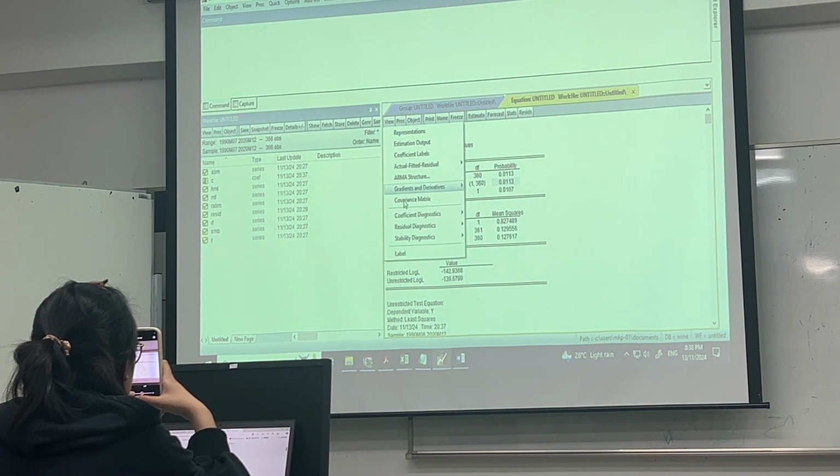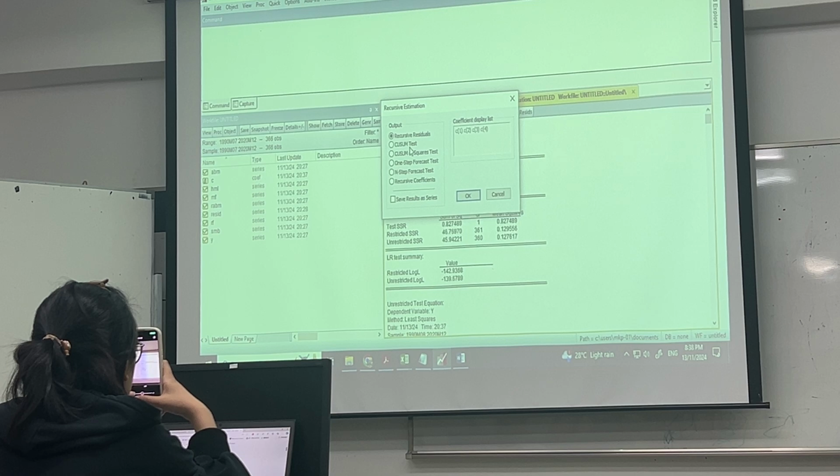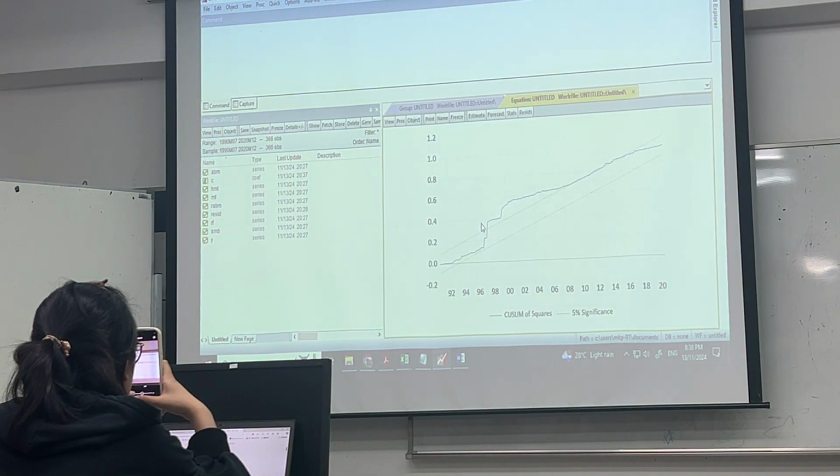I can also use this CUSUM test, the recursive estimates, or the CUSUM of squares test, to test the stability. Here, my model is not stable. My model is not stable.